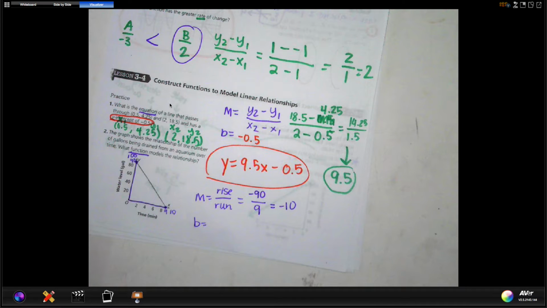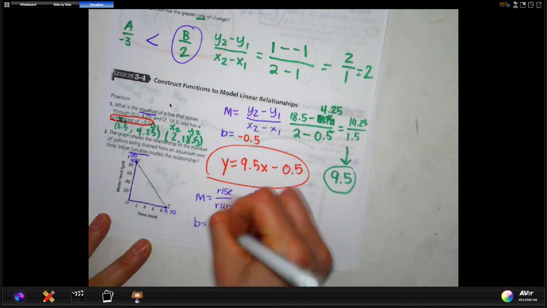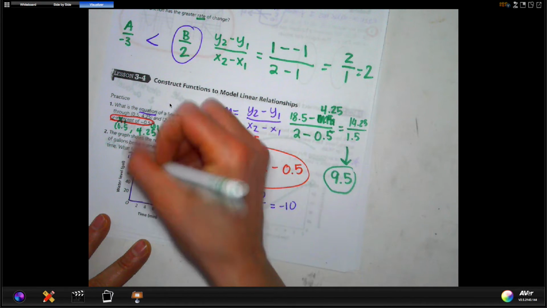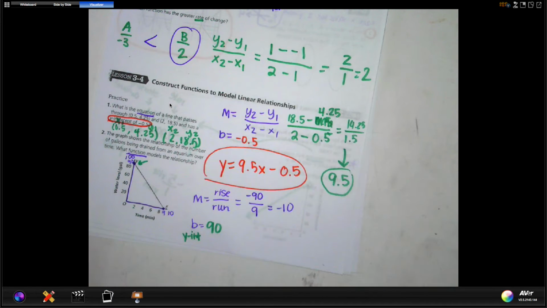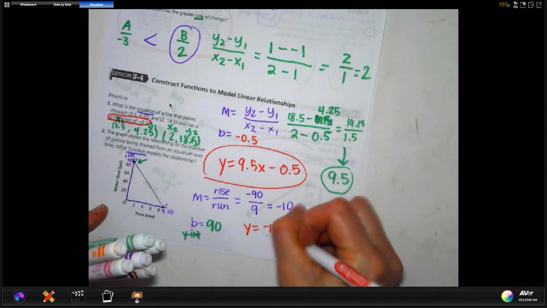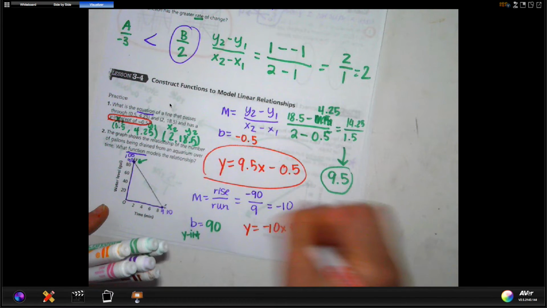Okay, now on a graph, you should be able to just look at that graph and get this answer. What is my B value or my y-intercept? Where does that guy hit? Go ahead. 90. Yes. See how it hits right at 90? B value also means y-intercept. This is my y-line. That's your y-intercept. Okay, I have both things that I need. Somebody tell me the final answer. What is the equation now for the graph? Emma, go ahead. Y equals negative 10x plus 9. Perfect. Excellent job.